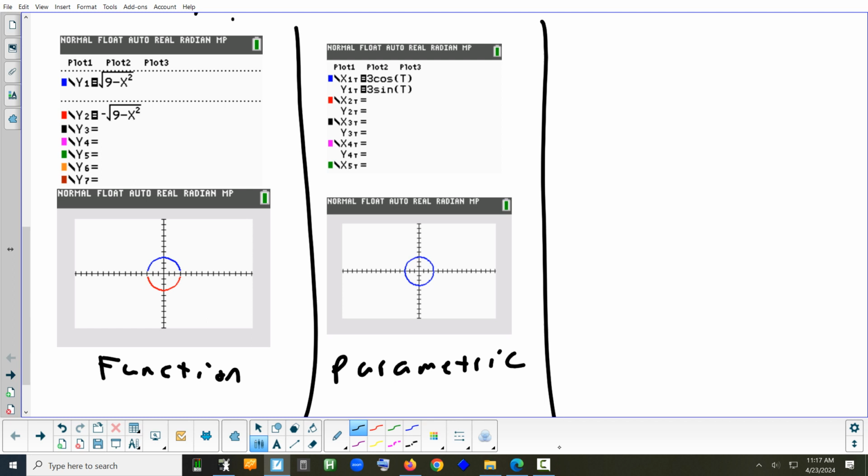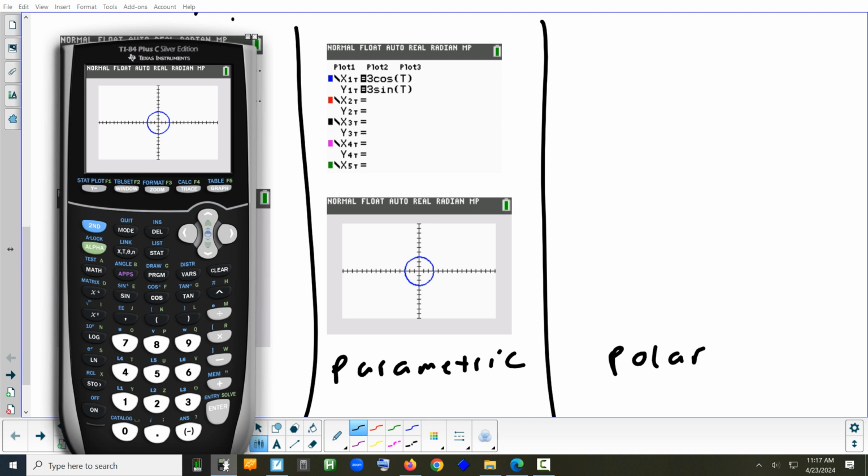All right, now I'm going to show you the last one, and this is polar. If I go to mode, change it to polar, to draw a circle with a radius of 3, just type in a 3. That's it. Type in a 3, hit graph, and you're done.